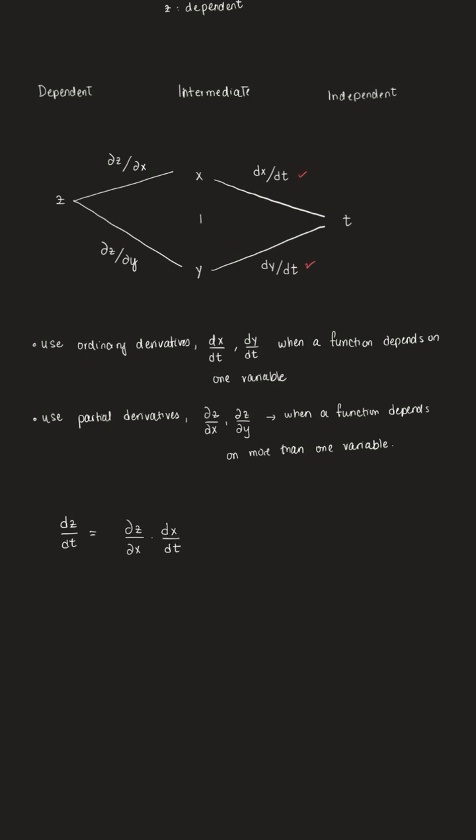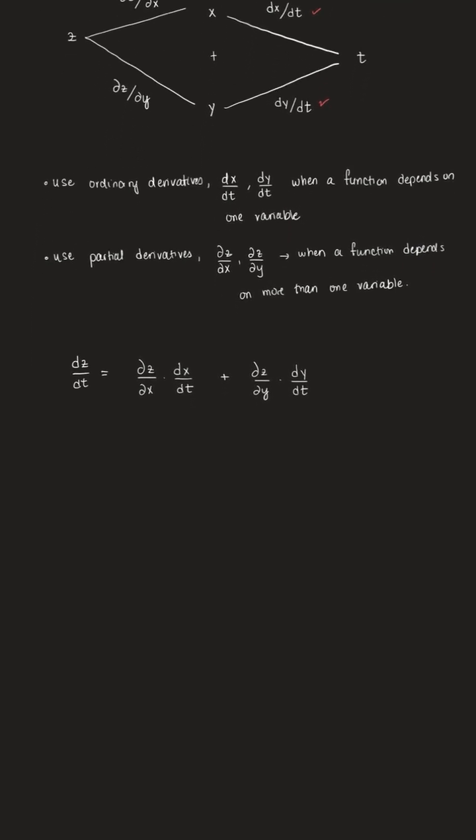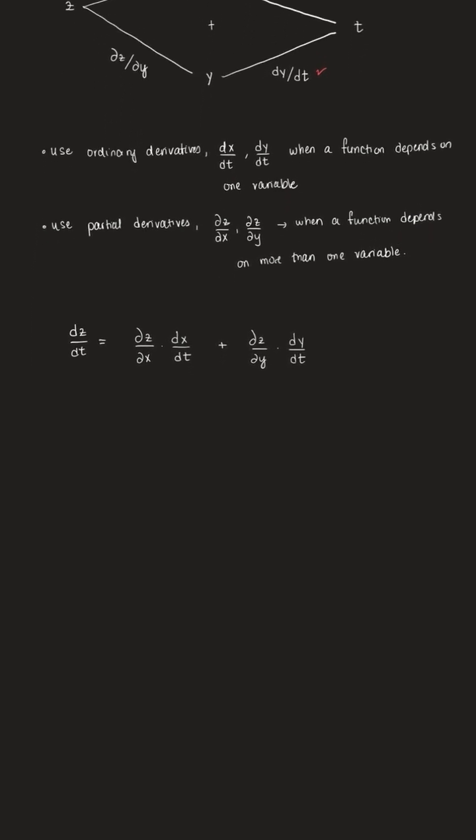And of course, we're going to add the contribution from the change in z in the direction of y. So that's going to be plus the partial derivative of z with respect to y. I'm following this branch this time in the tree, times the derivative of y with respect to t. And this will be an ordinary derivative because y depends on t alone. And so that's the chain rule when we have one independent variable and more than one intermediate variable. Let's try an example.